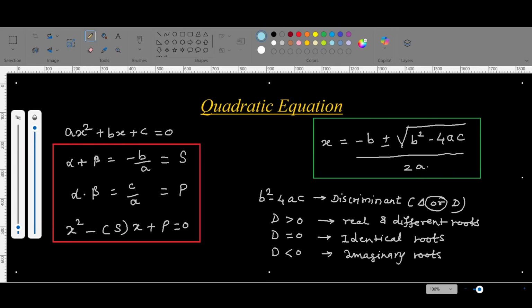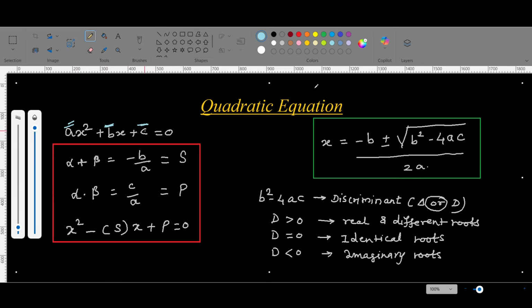A quadratic is a second degree equation. It is a polynomial having highest degree as 2. A quadratic equation is given by ax squared plus bx plus c equals 0, where a is the coefficient of x squared, b is the coefficient of x, and c is a constant that has no variable attached to it.